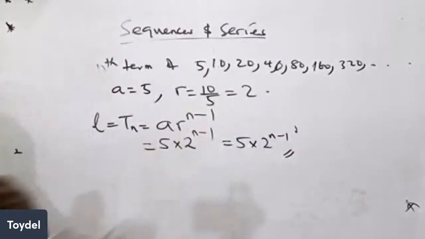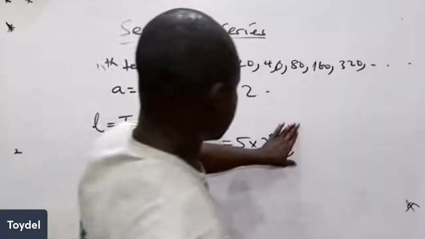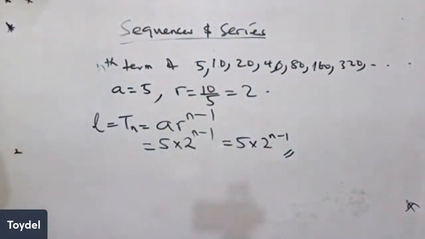Because we don't know n. n is unknown. It's the nth term. So since we don't know n, there's nothing we can do. We only stop at that point.